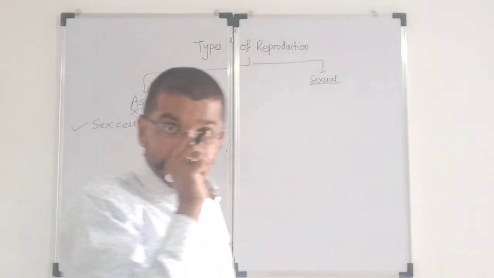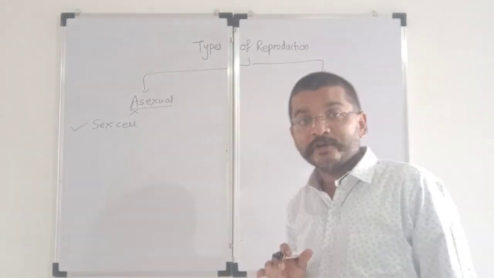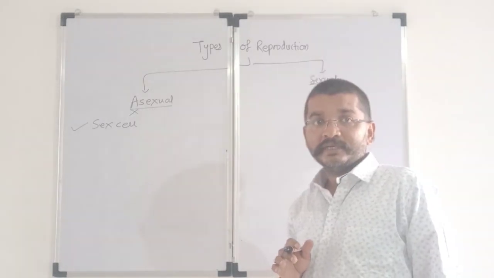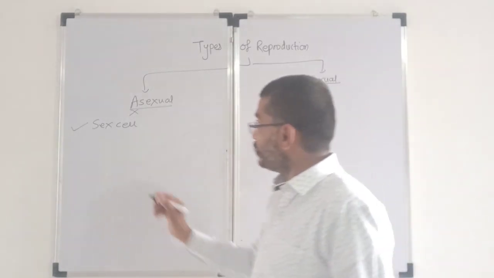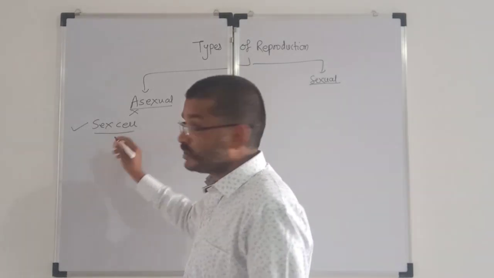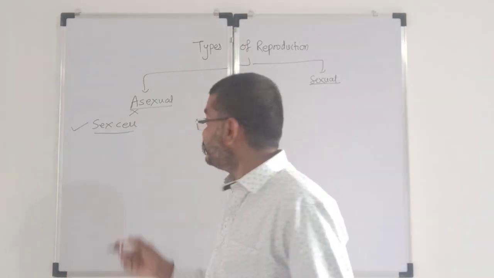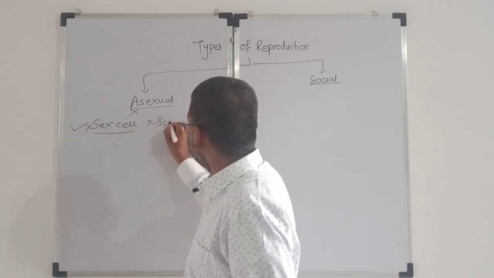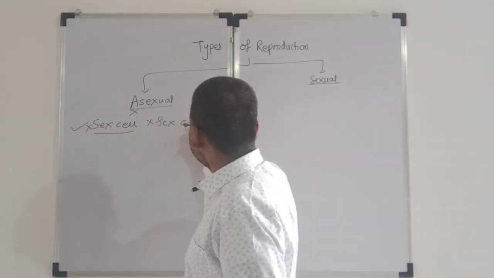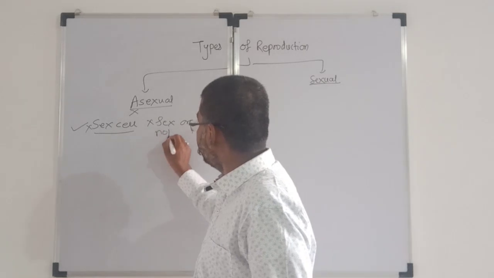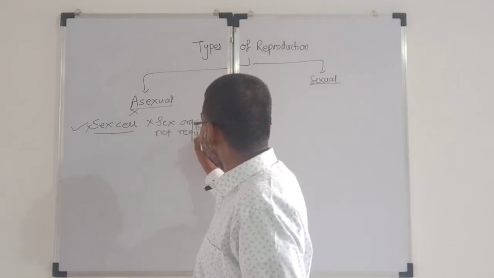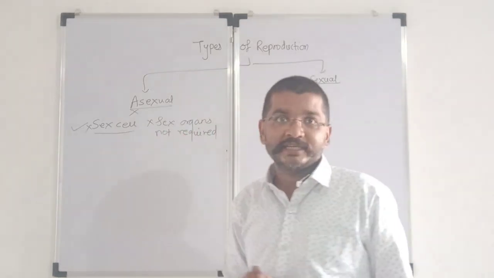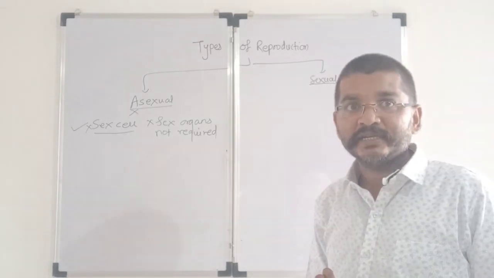Those cells having only one set of chromosomes and produced from diploid cells inside the sex organ are called gametes. So in asexual reproduction there is no need of sex cell, there is no need of sex organ. Uski zarurat nahi hai sex cell ki aur sex organ ki.